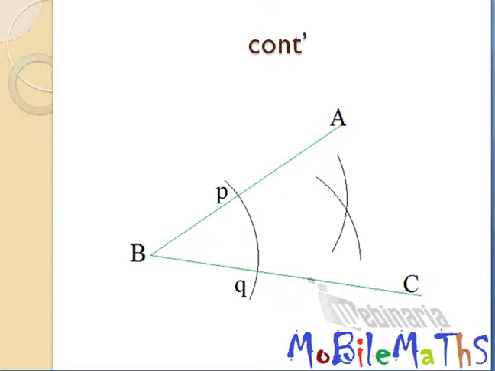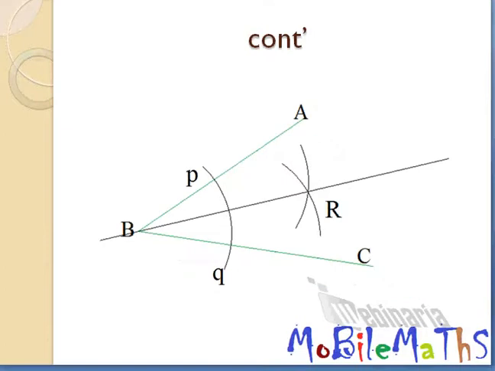After that, we go to our point B and draw a line passing through point B, cutting those two arcs at point R like this. The line should be long enough. So now we have two angles, ABR and CBR. If we take a protractor, we should get the same angle for CBR and ABR. So this is an angle bisector.